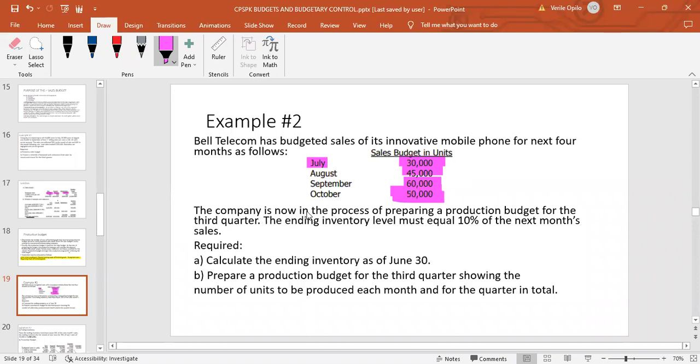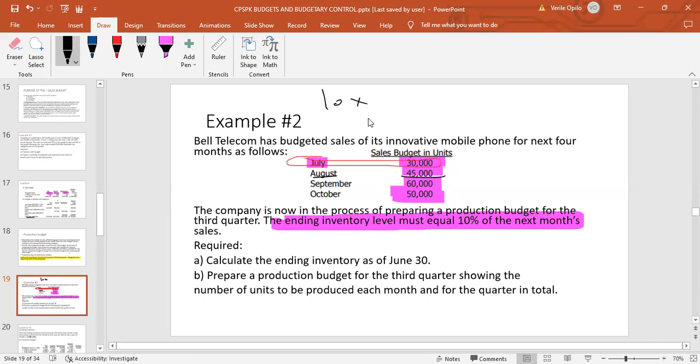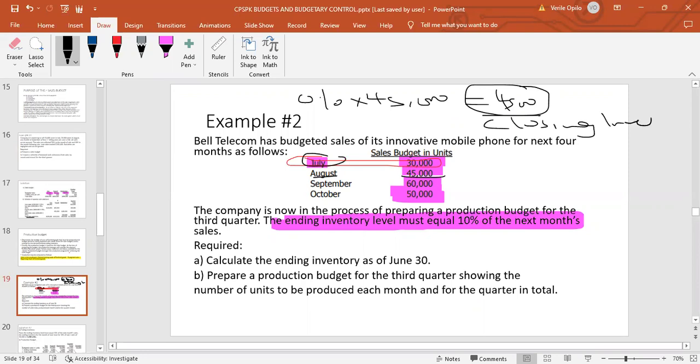In general, we're told that the company is now in the process of preparing a production budget for the third quarter. The ending inventory level must be equal to 10% of the next month's sales. So what this means is that what should be left in July as the closing inventory should be 10% of what is to be sold in the next month, which is August. So the closing inventory for July will be 10% of 45,000, which gives us 4,500, meaning that when we close July, we should have a closing inventory of 4,500. So we will put that into consideration.